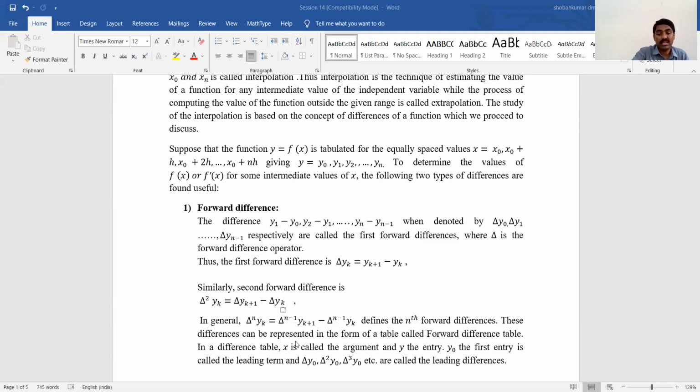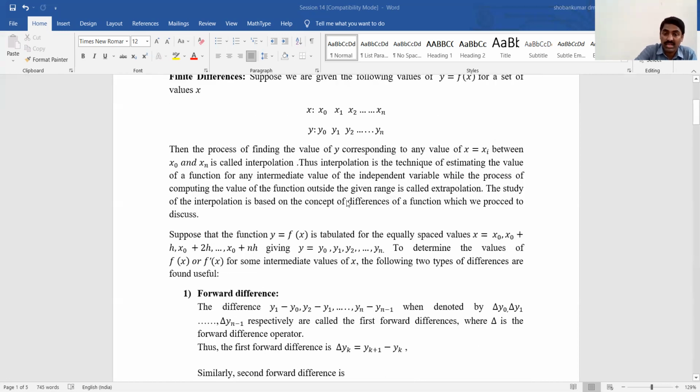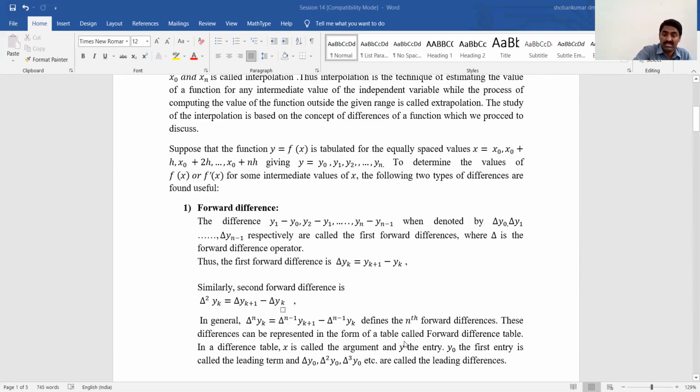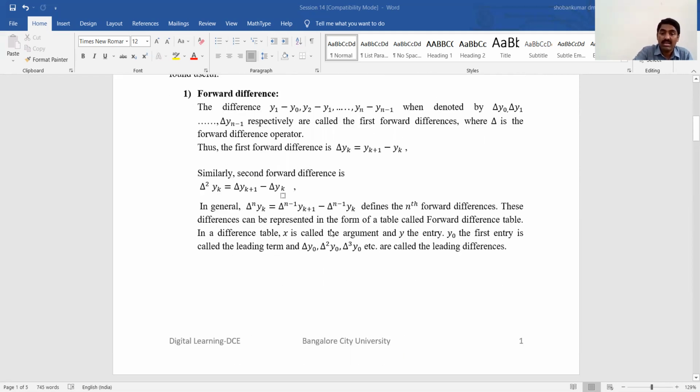These differences can be represented in the form of a table, known as the forward difference table. In a difference table, x are called the arguments, and y are called entries. The first entry is known as the leading term, and delta y naught, delta 2 y naught, delta 3 y naught, and so on, are known as leading differences, forward leading differences.